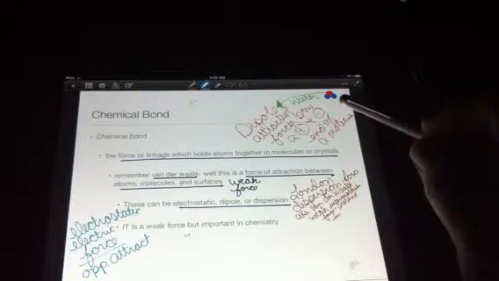It can also be dipole. And a dipole is an attractive force between a positive and negative end of a molecule. Water is known for this. Water has dipole forces going on because of its negative oxygen and its positive hydrogens. And this is water, the Mickey Mouse.